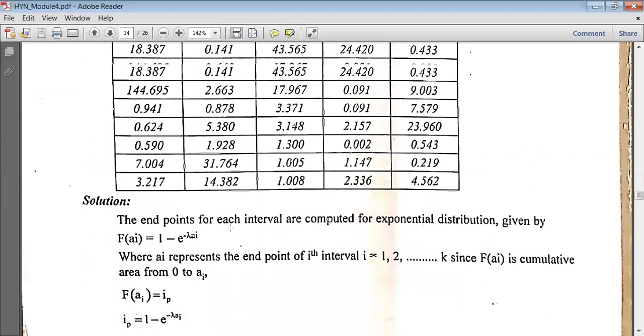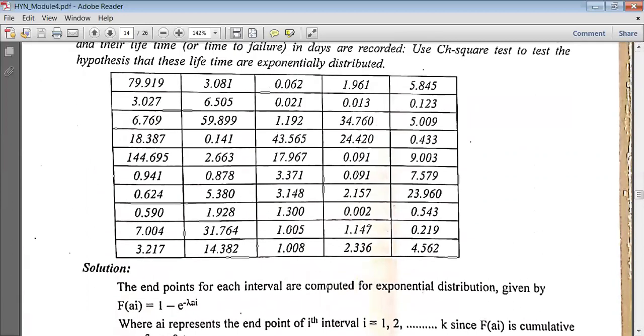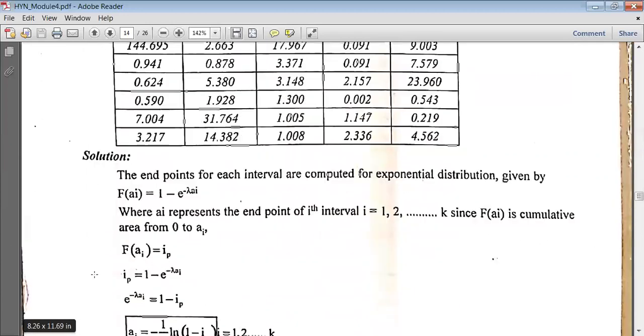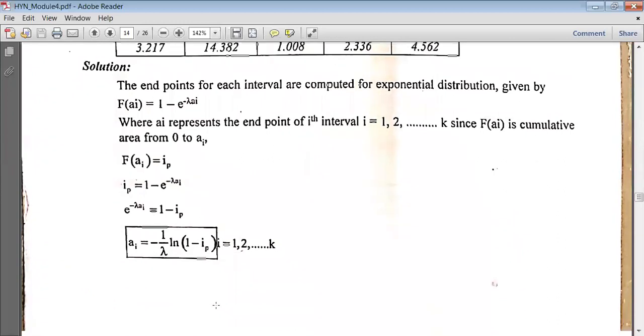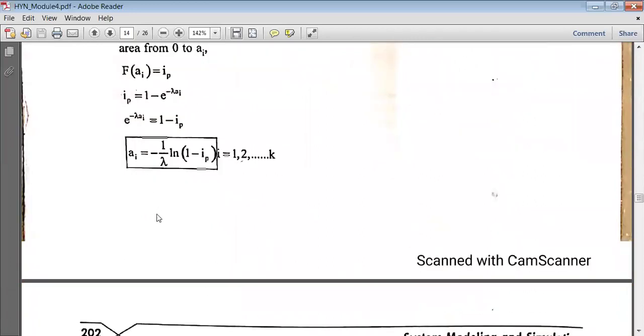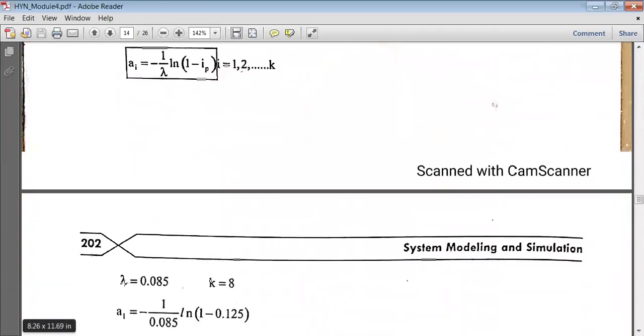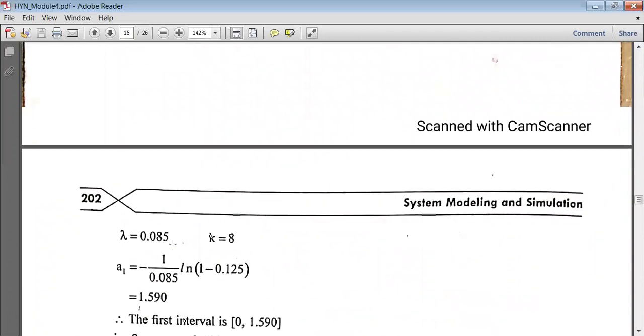The endpoints for each interval are computed for the exponential distribution using the formula 1 minus e power minus lambda ai, where ai is equal to minus 1 by lambda ln of 1 minus ip. We have to make use of this formula to calculate. The first step is lambda is equal to 1 divided by x bar. So how to calculate x bar?